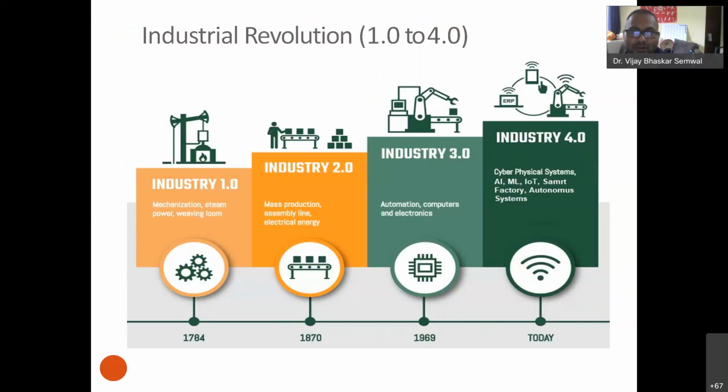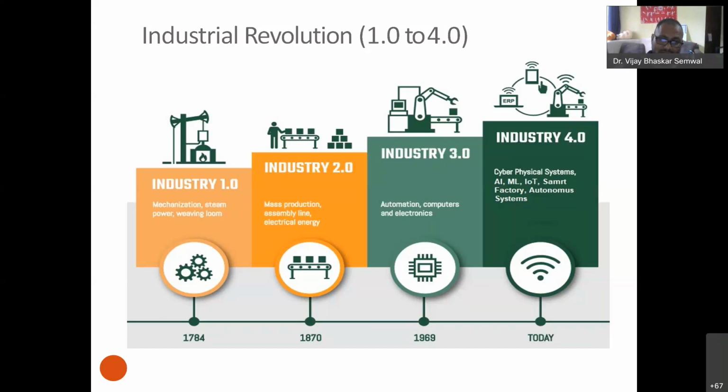The industrial revolution from 1 to 4: the first revolution, Industry 1.0, is mechanization, the steam engine, weaving looms. Around 1784, steam engines, trains, and locomotive vehicles came. The Industry 2.0 revolution happened with mass production, assembly lines, and electrical energy, around 1870. Then we are moving now toward the micro level.